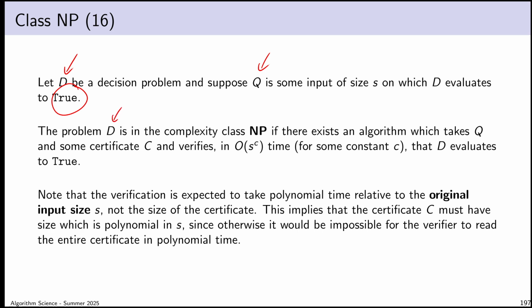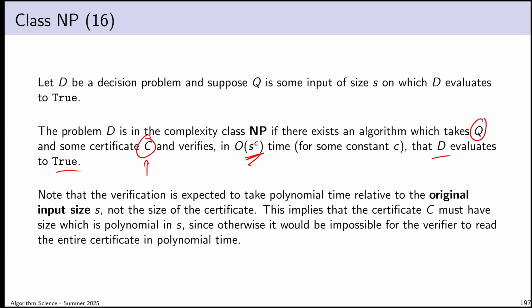The problem D is in the class NP if there exists an algorithm that takes Q and some certificate C provided from outside. So who knows how we got the certificate? That could be difficult. But there's an algorithm out there that takes Q and a certificate and verifies in polynomial time that D evaluates to true. In other words, it's able to take the original input and a certificate and conclusively verify that the answer is true based on the contents of the certificate.